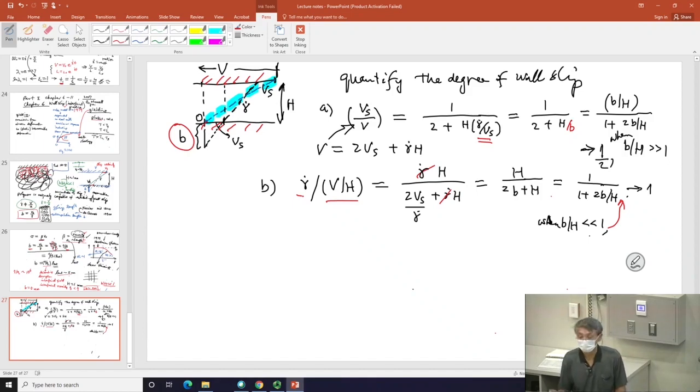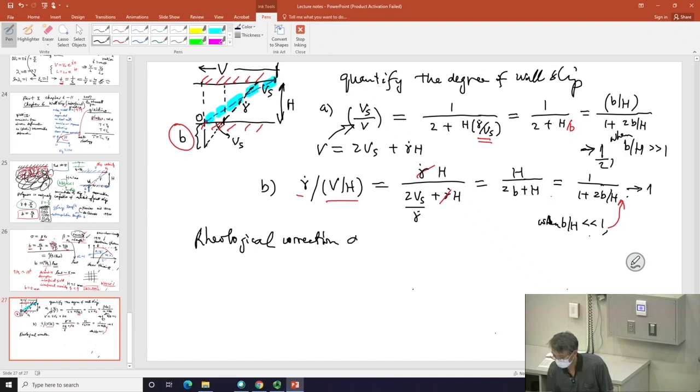That's it. So that's how you do it. And what correction? We can call it rheological correction due to slip. By that, I mean correction to your measurement.